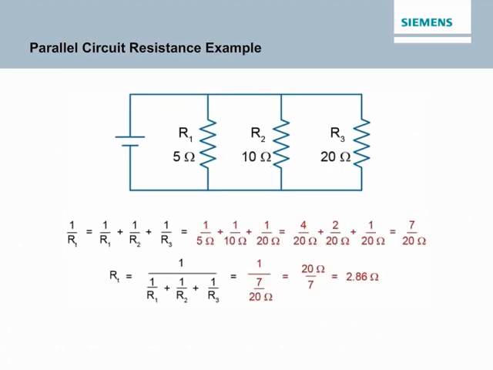The accompanying illustration shows an example of a total resistance calculation for a circuit with 3 parallel resistors. In this example, R1 is equal to 5 ohms, R2 equal to 10 ohms, and R3 equal to 20 ohms. The total resistance calculation shown in red in the accompanying graphic shows that the total resistance for this circuit is approximately 2.86 ohms. It's useful to note that the total resistance for a parallel circuit is always less than the resistance of any single resistor.